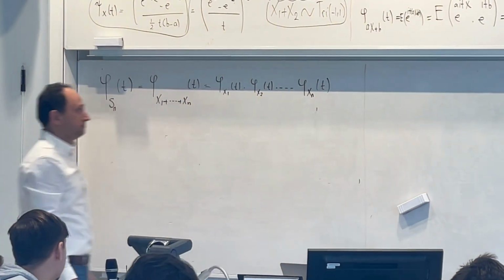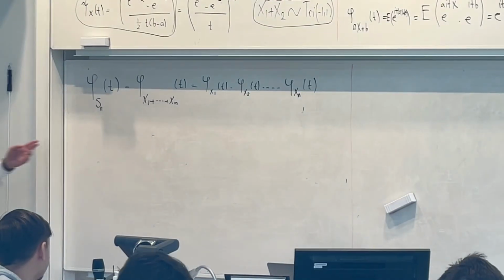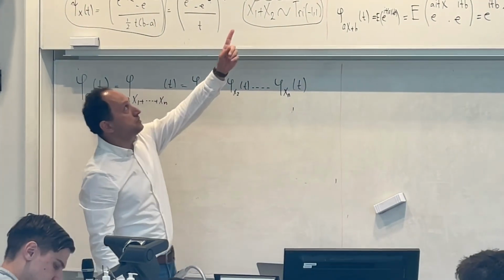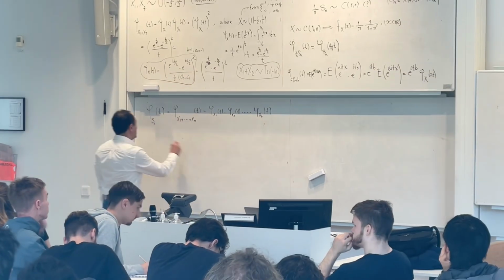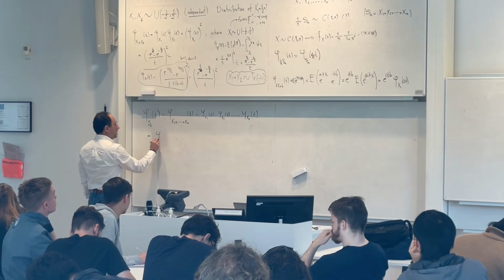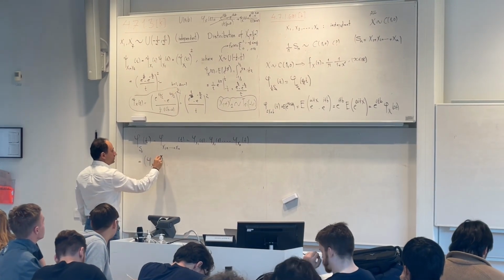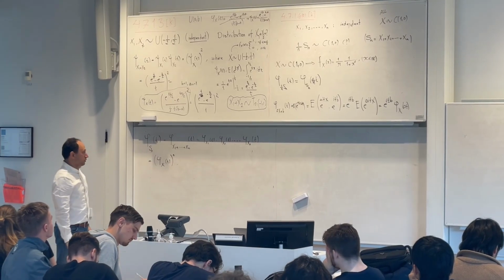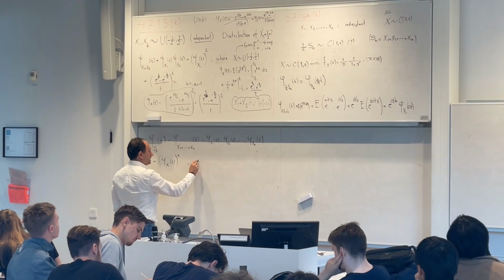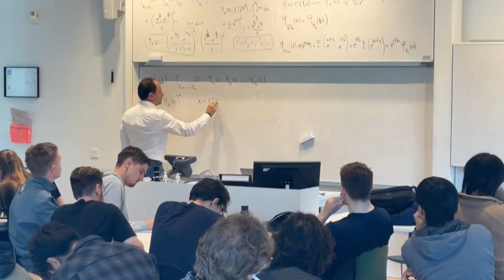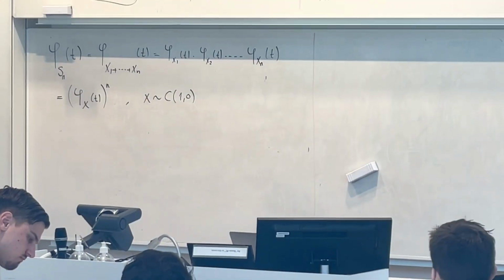Yes? But all of them are of the same type. So if you don't mind, let me write it collectively as phi of 1 x t, and then I have it to the power of n. And then you need to introduce what x is. X has the same distribution.